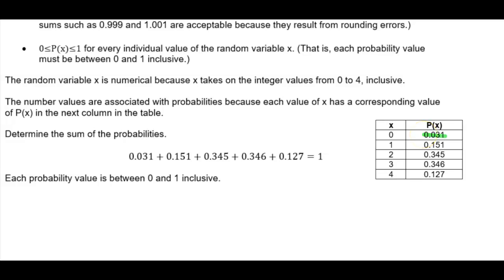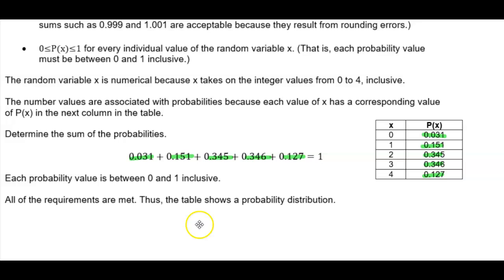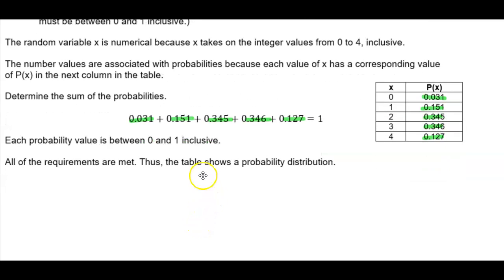We're going to add 0.131 plus 1.151 plus 0.35 plus 0.346 plus 0.127. When we add them together, we get 1. And we also know that each probability value is between 0 and 1 inclusive. Therefore, all the requirements are met. Thus, the table shows a probability distribution.